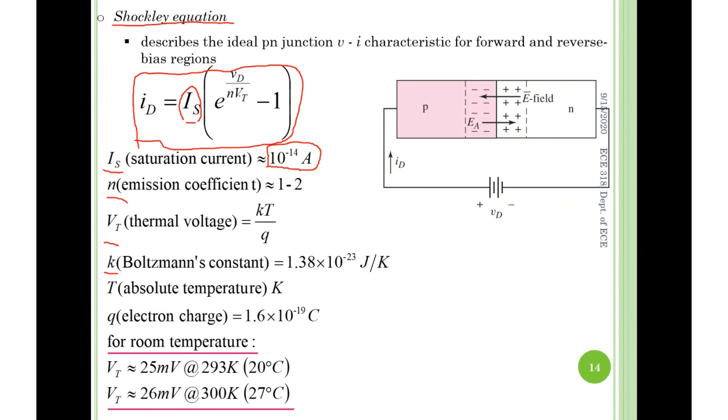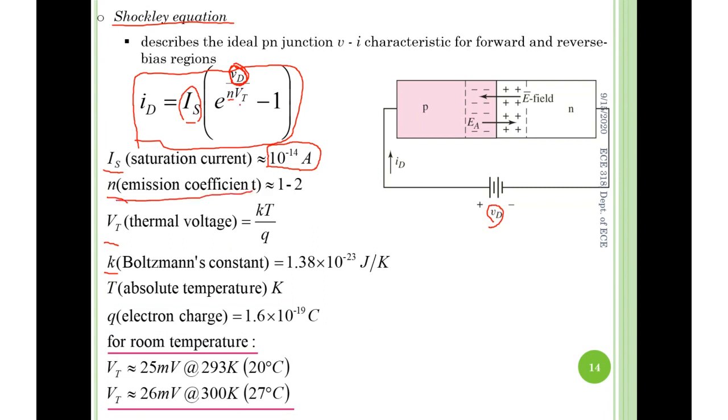So who is V sub D? Anyone knows? It's very easy to guess. V sub D is this guy. It's nothing but the voltage right across the semiconductor, the voltage right across the diode. In the denominator, n is explained here: the emission coefficient.